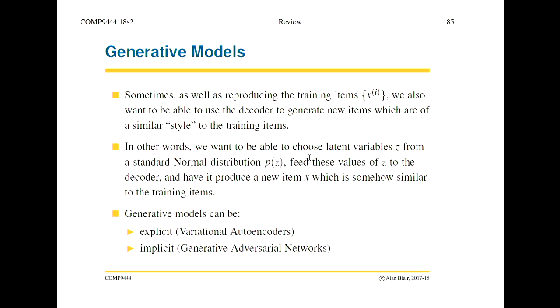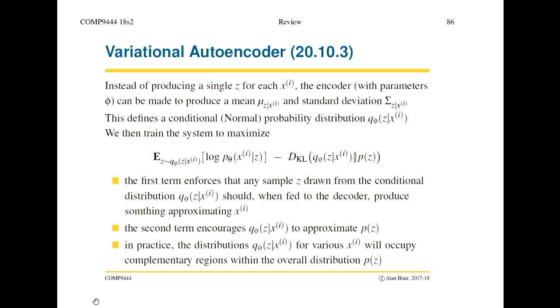So we looked at variational autoencoders, and then we looked at generative adversarial networks. For the variational autoencoders, we had a mean and a standard deviation for each pixel, and this can define a conditional normal probability distribution. And this was the cost function that it's trained on.